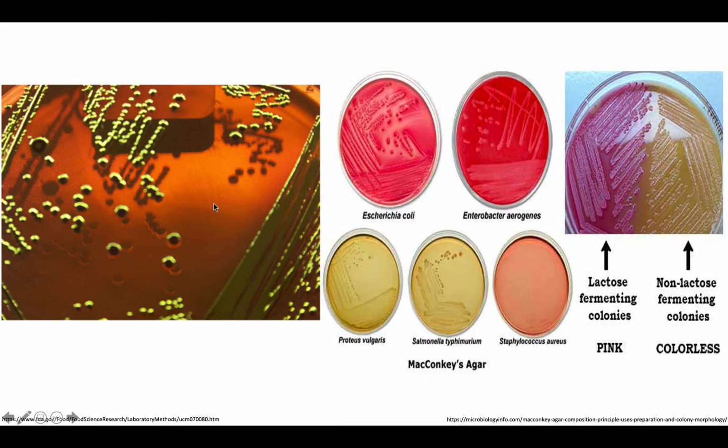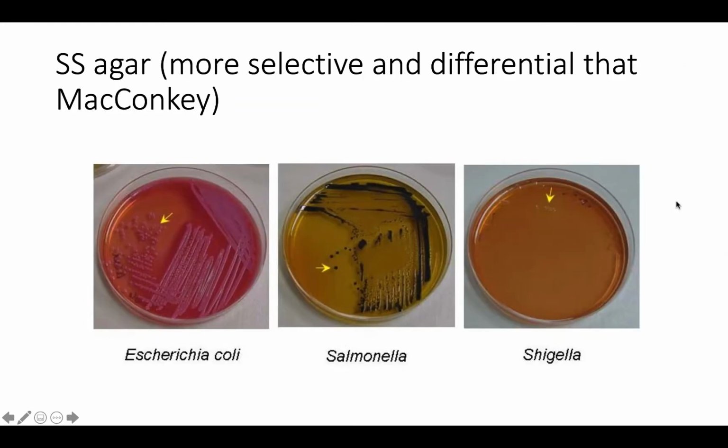So this is the EMB agar. This is the green sheen that is seen only for E. coli on the EMB agar. This is MacConkey, which we showed you before, where lactose fermentation changes the color indicator into pink, and non-lactose fermenters will remain colorless. SS agar is the one where you can see the H2S stain.